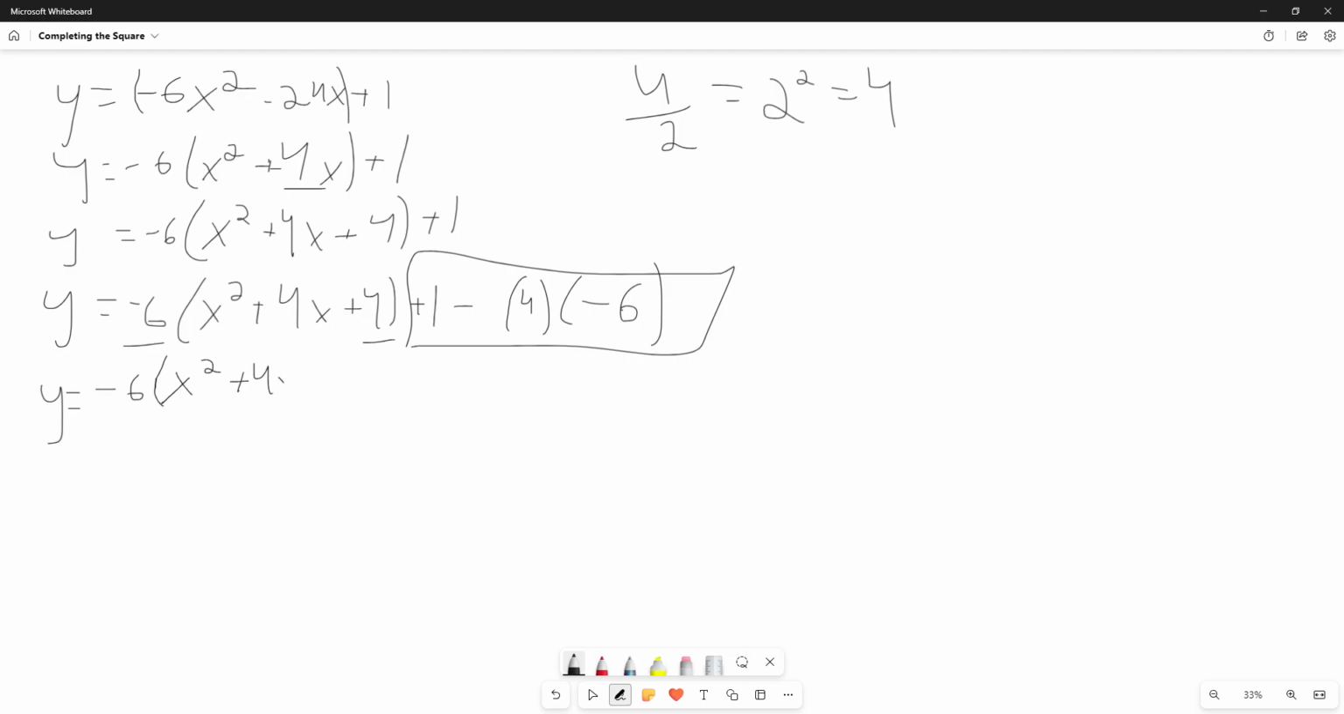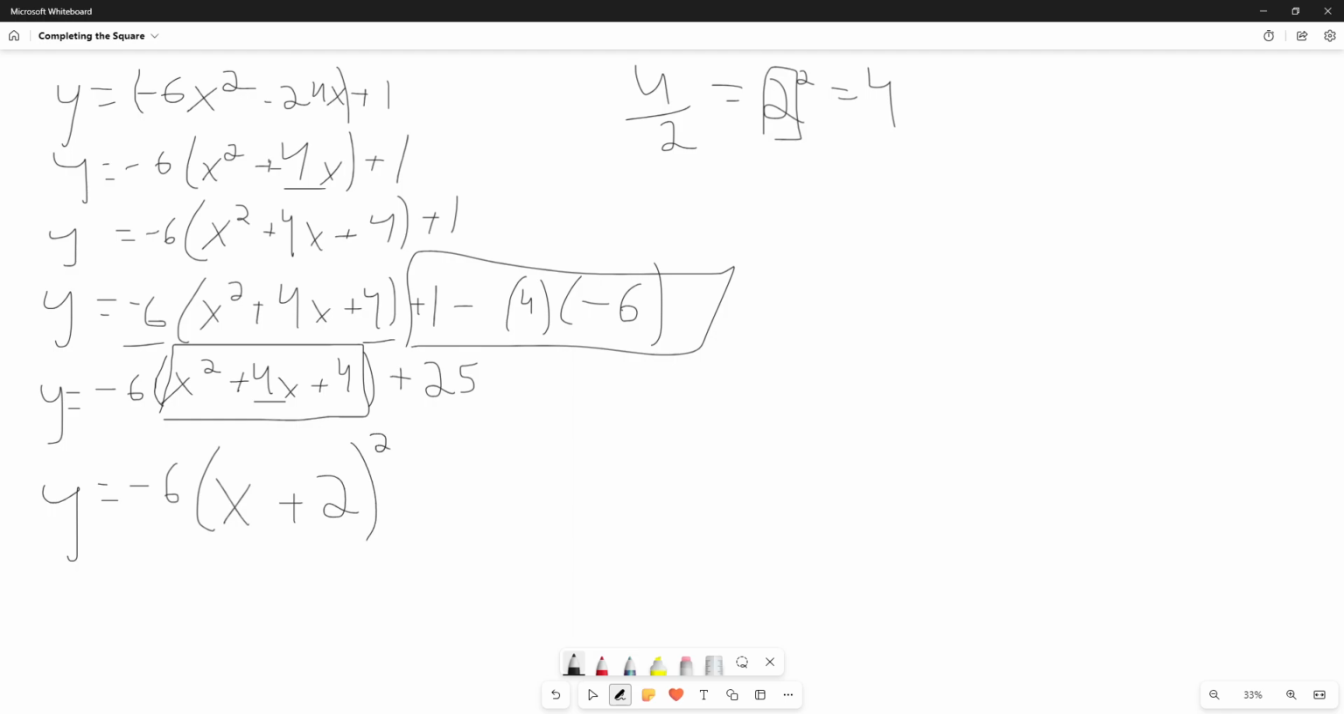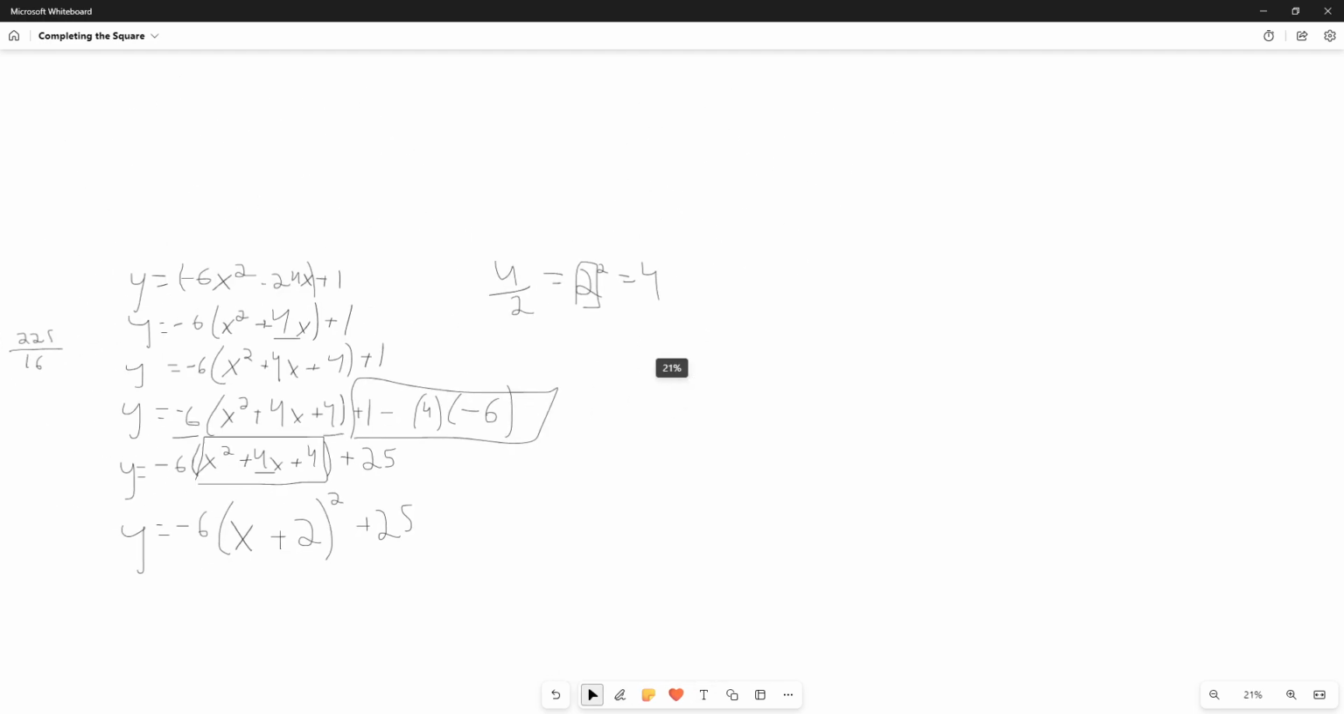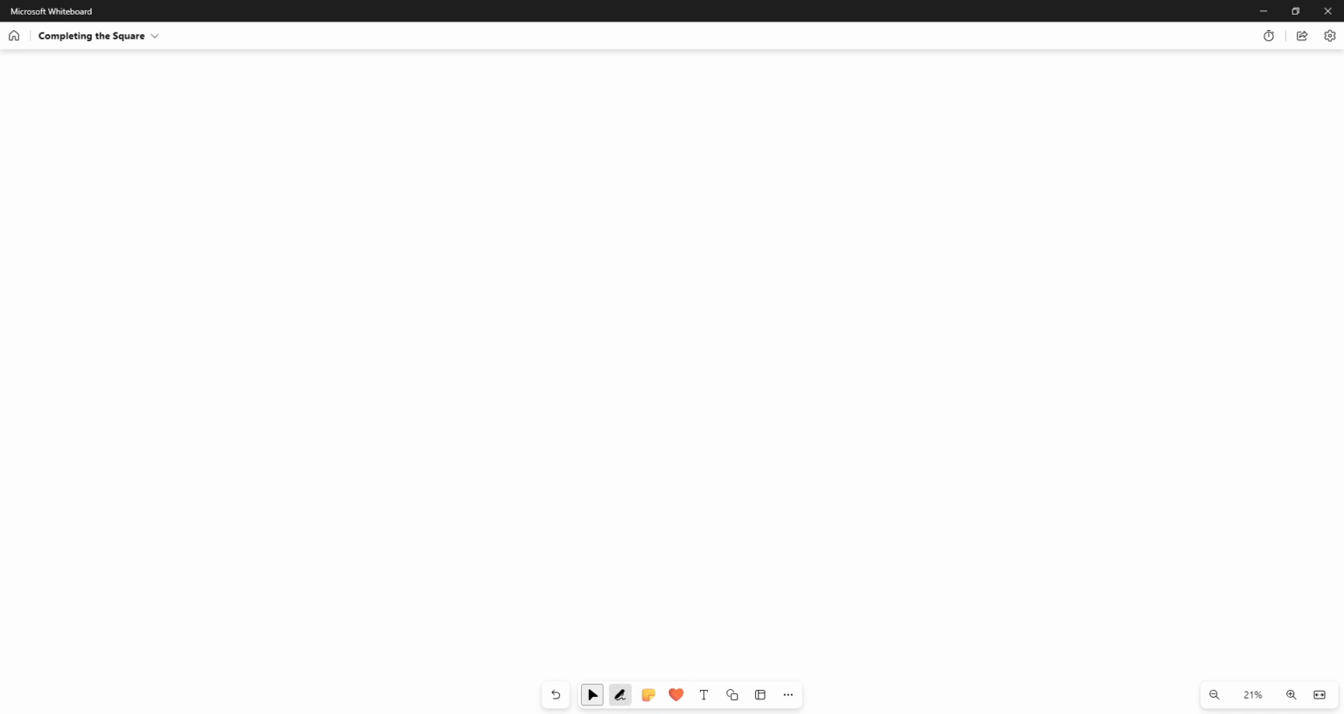plus 4x plus 4 plus 25. From here, we can do that thing I showed you earlier where you just take the half of the middle term and you just leave that in the brackets with the squares. Minus 6 times x plus 2, because the 2 is the half, squared plus 25. And that is your final answer to that question.